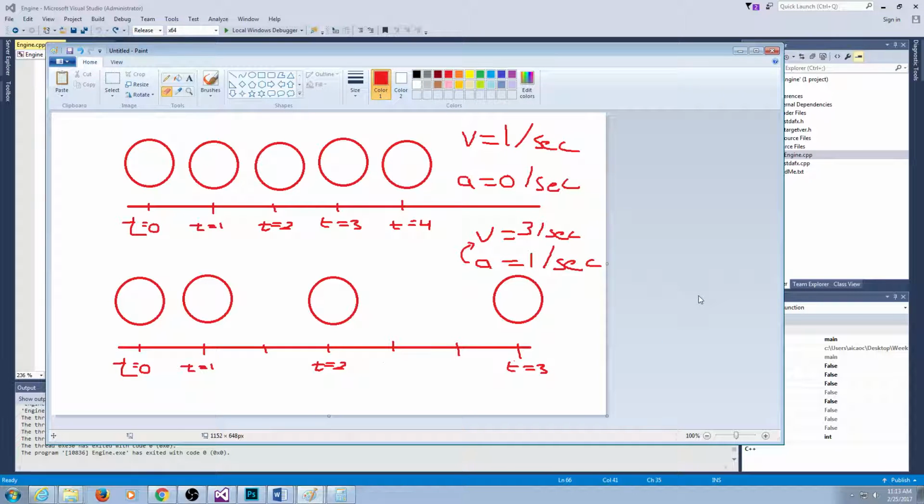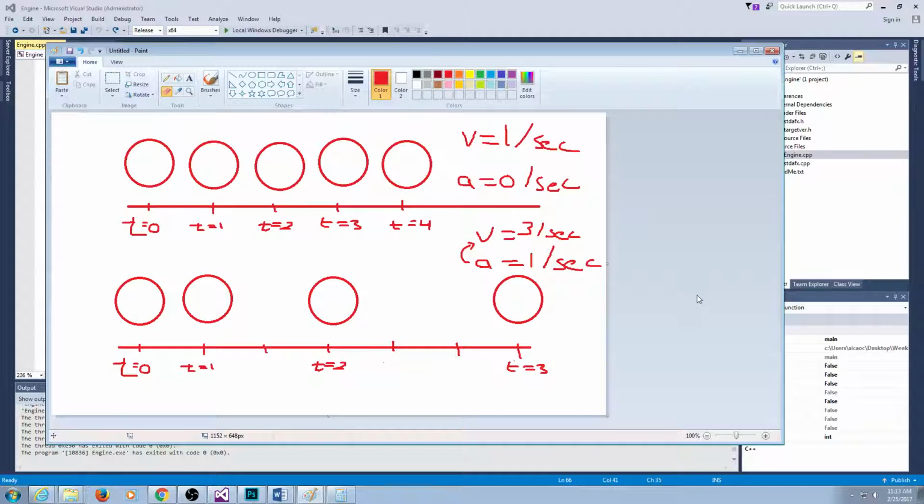So if we compare the times now, we're on the bottom here. This is at 1 second. They both match. They're both in the same position. After 2 seconds, the ball that was moving at a constant rate is here. But the ball that had acceleration has moved further than where the ball without acceleration has.